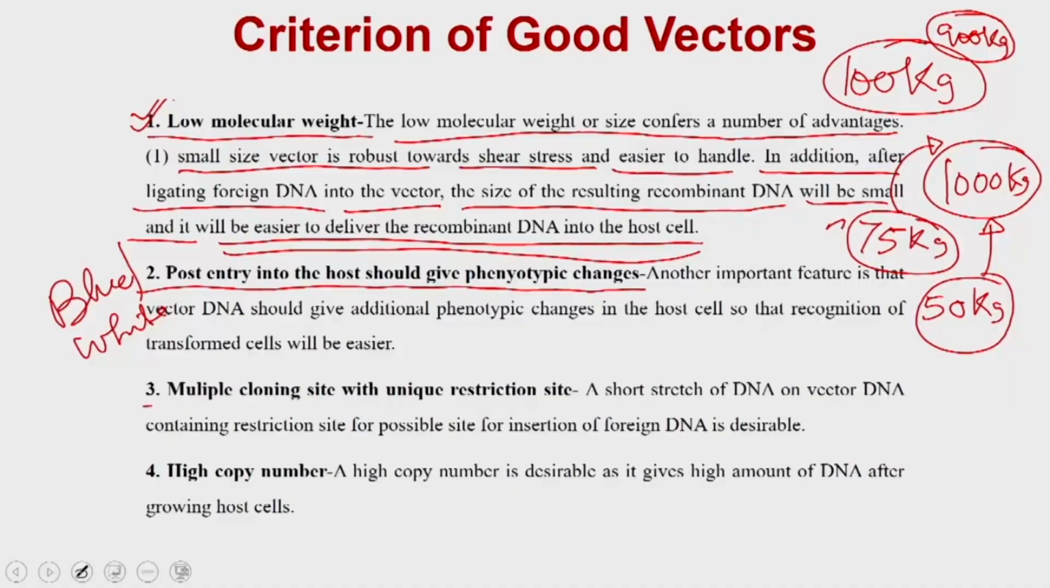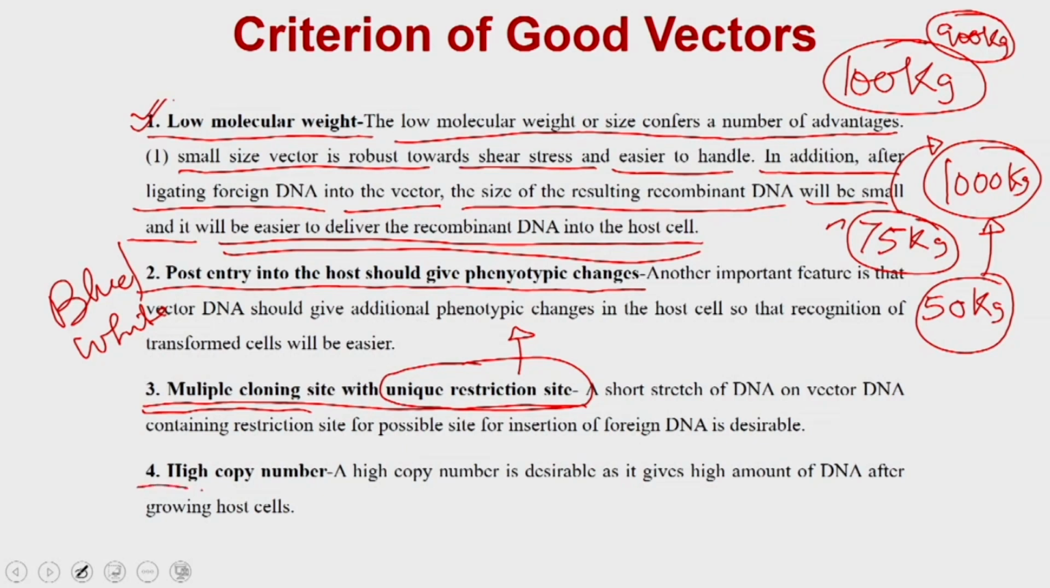The third, which is very important, is that a good vector should have multiple cloning sites with unique restriction sites. When we say unique restriction site, these are restriction sites which are not going to be repeated within the body of the particular vector, and the multiple cloning site is the site where you can choose these restriction sites to clone or to insert your foreign DNA.